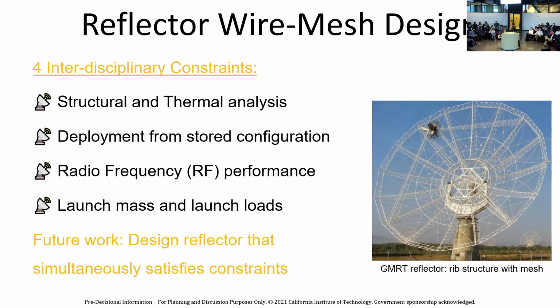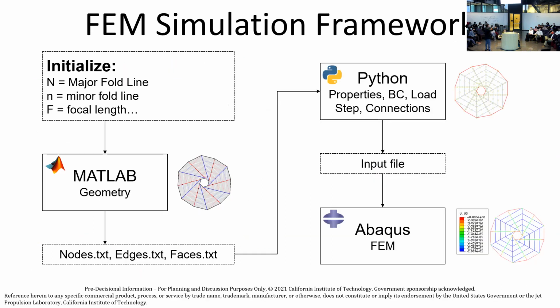It has to have perfect RF performance to get the science we want to get. And finally, it has to be launchable, so we can't make it out of iron or something. So these are 4 interdisciplinary constraints that will define our mesh. So we have this nice multi-tool setup, because to design a mesh of this scale, you need a lot of MATLAB and Python. But then it gets fed into Abaqus, where we do the FEM.